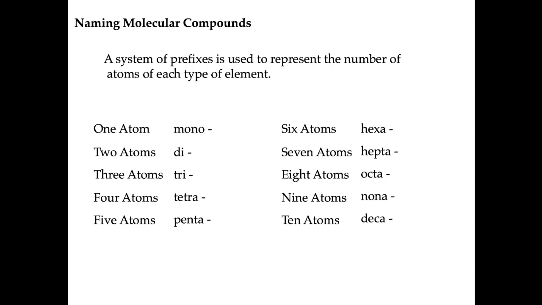For one atom, it's mono, 2 is di, 3 is tri, 4 is tetra, 5 is penta, 6 is hexa, 7 is hepta, 8 is octa, 9 is nona, and 10 is deca. You're going to need to make sure that you know these prefixes for your test and for the exam. Let's look at the exact steps for naming. First off, you want to make sure that the compound is made entirely of nonmetals. That's what indicates to us that it's a molecular compound.